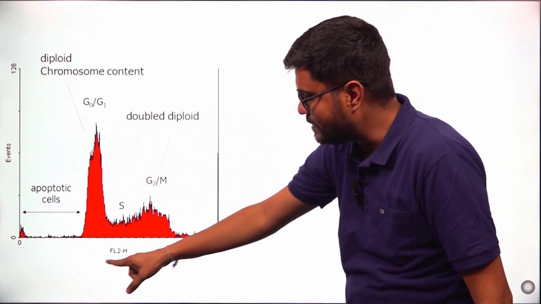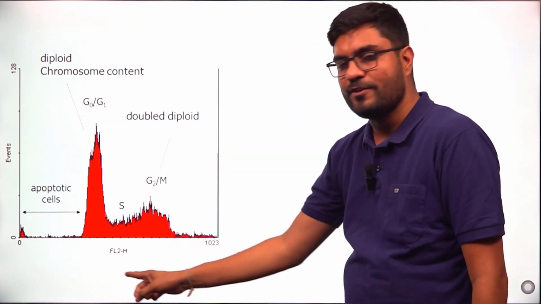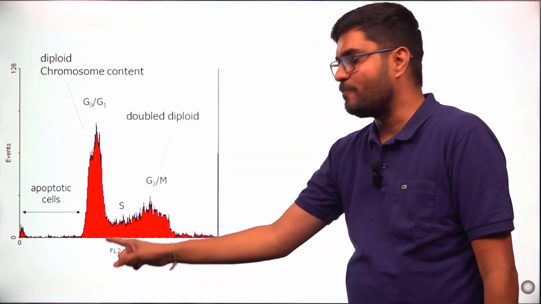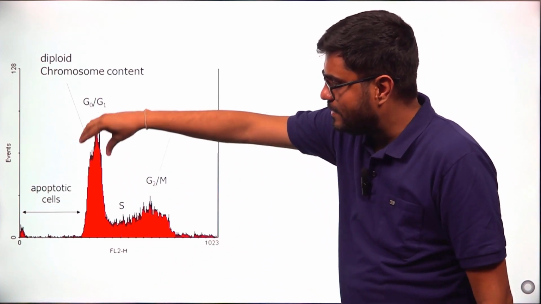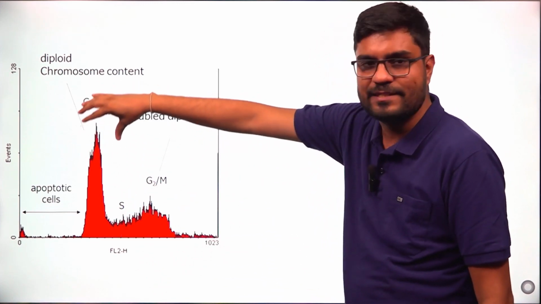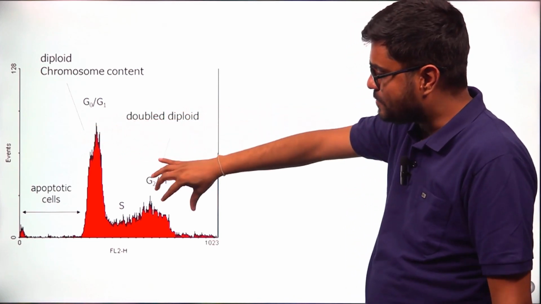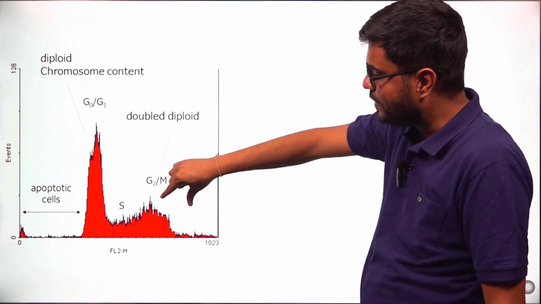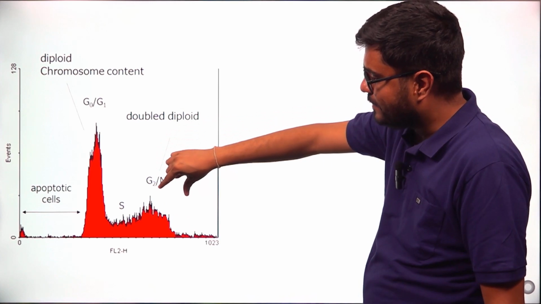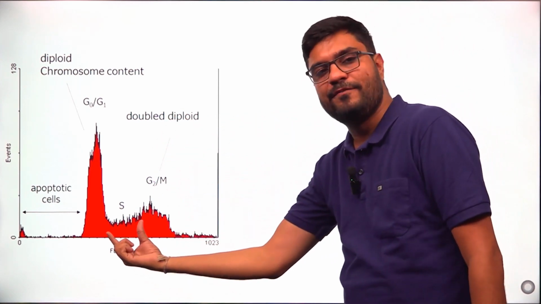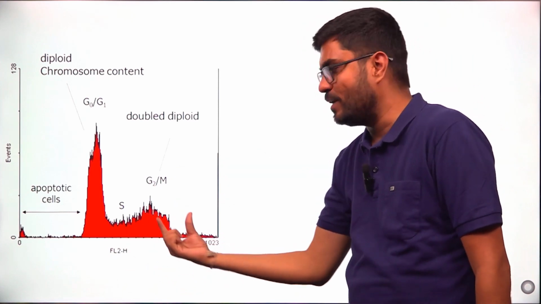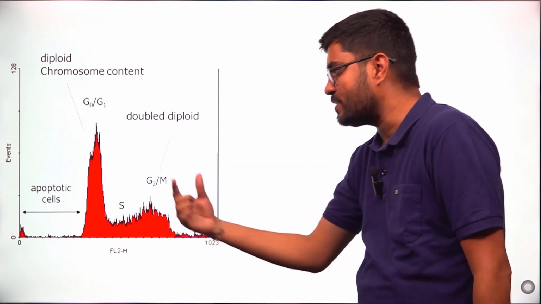Least amount of fluorescence. FL2 is the channel of the flow cytometer which gives us the fluorescence of propidium iodide. Least binding of DNA binding dye, least amount of fluorescence, that is X. Highest binding of propidium iodide, highest amount of DNA content, highest amount of fluorescent signal, 2X. In between, the signal is between X and 2X, or the amount of DNA is between X and 2X.